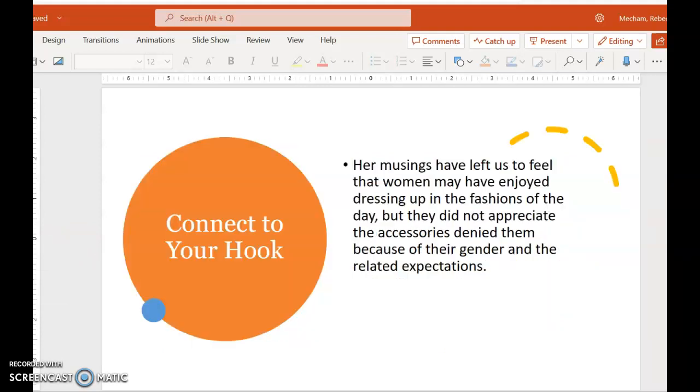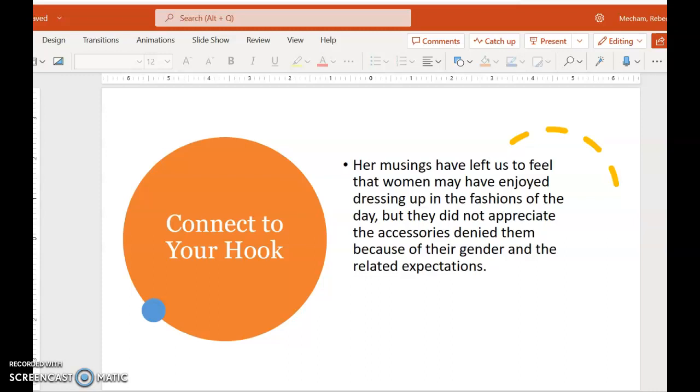And then connect to your hook. So you remember in the introduction I had a bunch of different ways that you could introduce an article about A Room of One's Own. So this one, I just picked one of those. This was the hook about the fashions of the day. So I said, her musings have left us to feel that women may have enjoyed dressing up in the fashions of the day, but they did not appreciate the accessories denied them because of their gender and the related expectations. That's almost restating the hook a little bit as well, right?